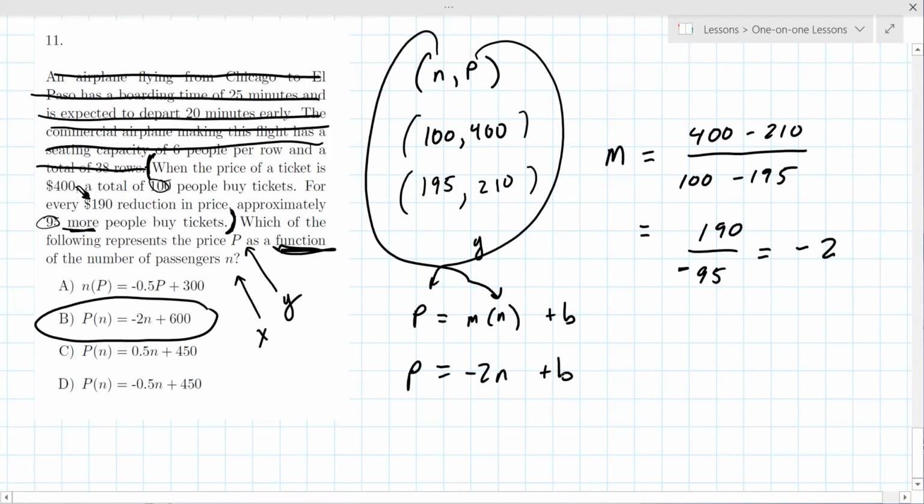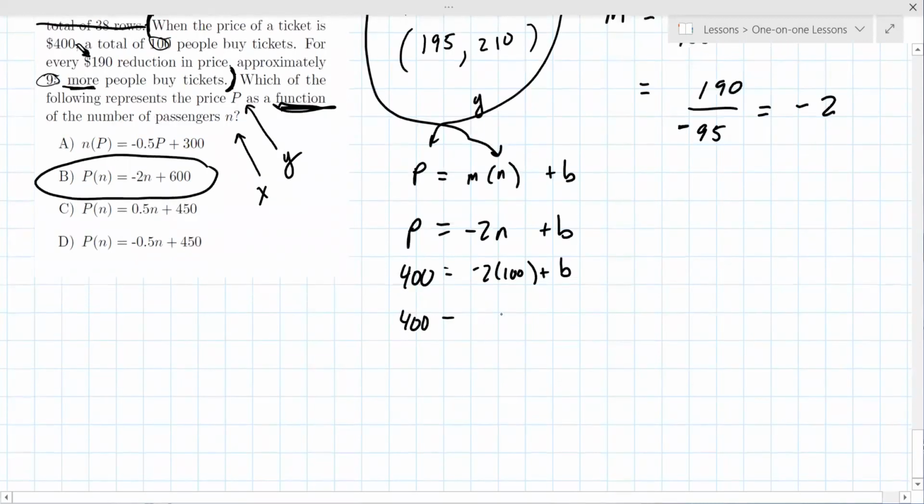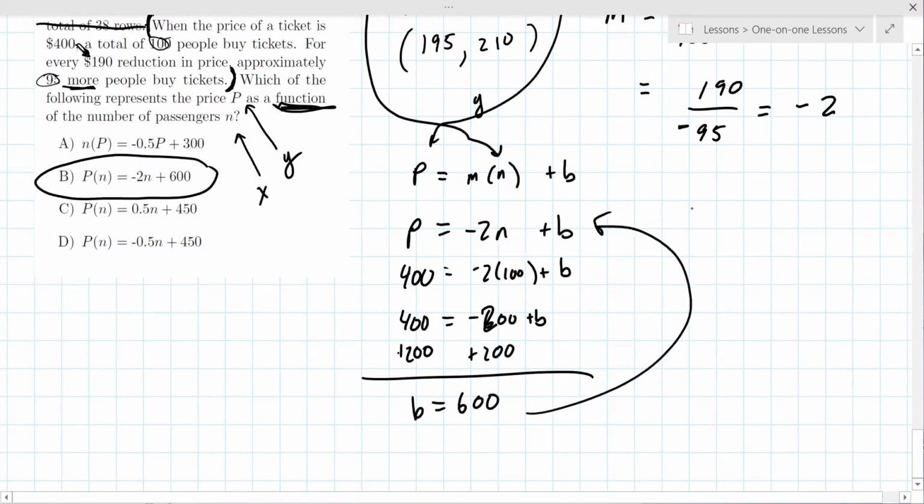So you can use either data point, 100 comma 400, and you can solve for b. So this is 400 equals minus 600 plus b. I'm sorry, minus 200. And then you add 200 to both sides, and you get b equals 600. And that's why it matches there. So it is in y equals mx plus b form. It is, yeah. It's P of n, which is just function notation, minus 2n plus 600.